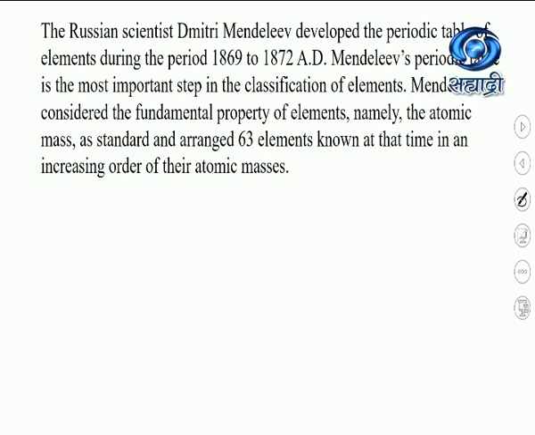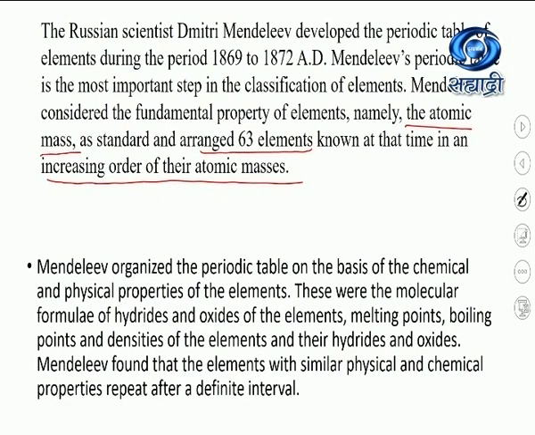Mendeleev considered the fundamental property of elements, namely the atomic mass, as standard and arranged the 63 elements known at that time in an increasing order of their atomic masses. So children, remember this: Mendeleev organized the periodic table on the basis of chemical and physical properties also. So along with atomic masses, the physical and chemical properties of elements were also considered.